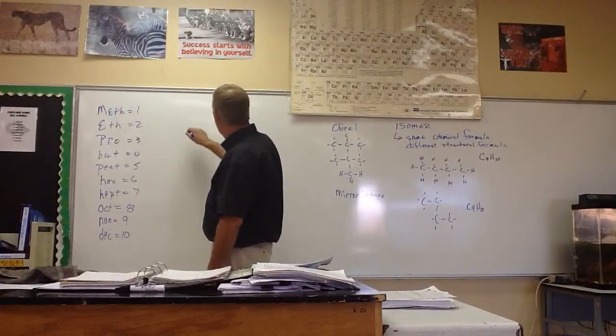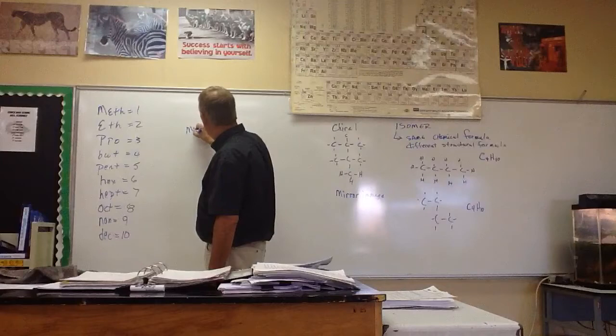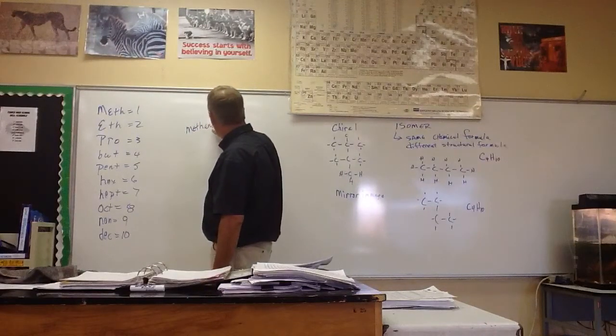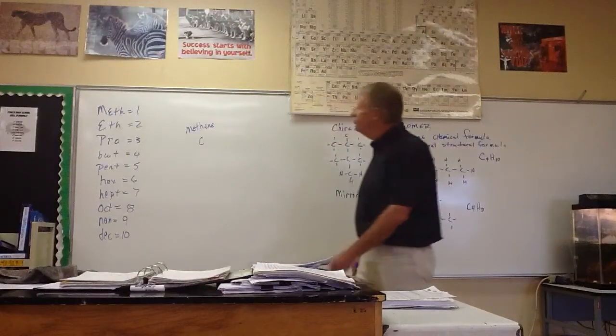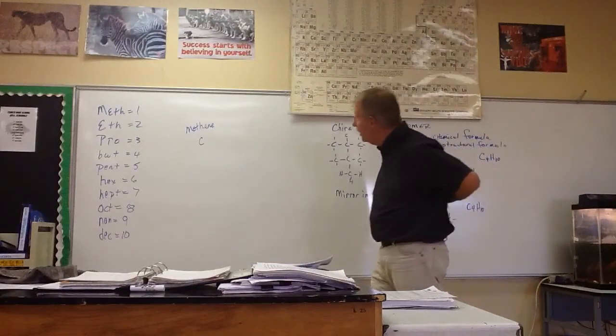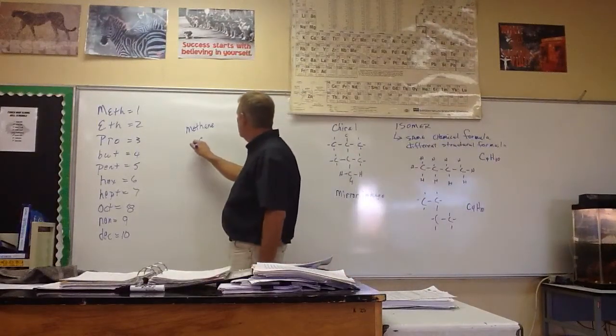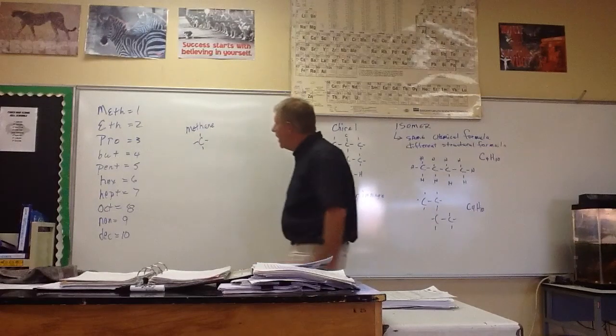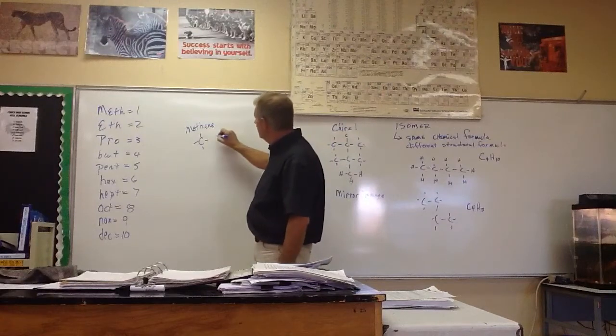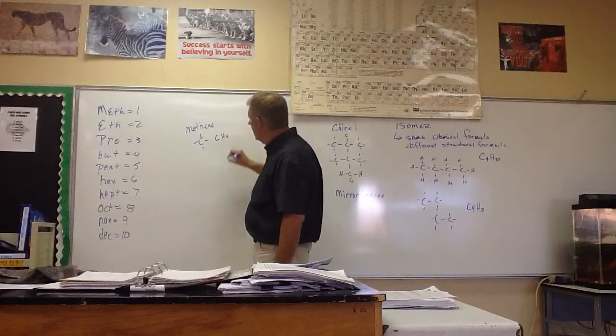Let's just draw methane, and we're going to have stuff all over the board here. So what's methane? Well, meth is 1 carbon. So there's our 1 carbon, and here are our 4 bonds coming off of there. So it's CH4. Now, let's look at this.